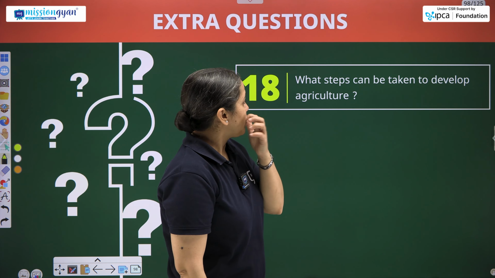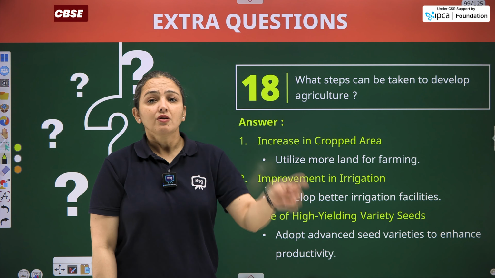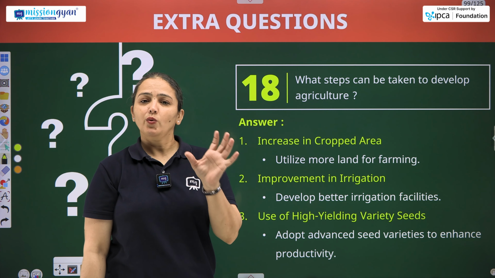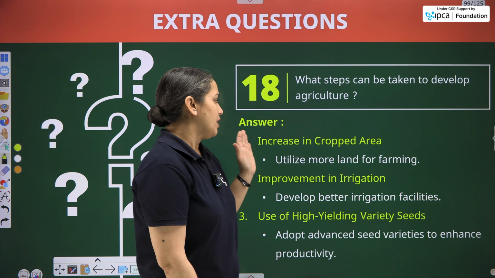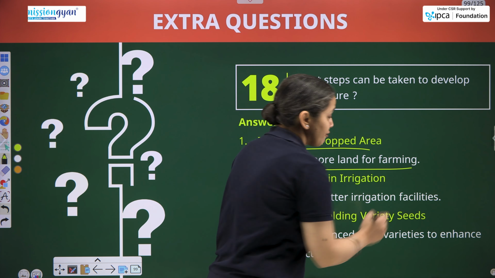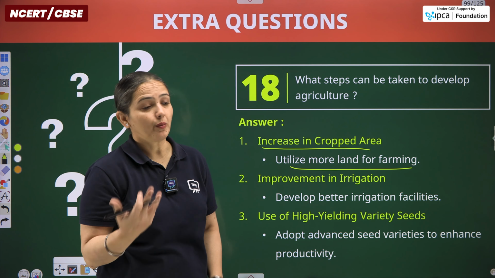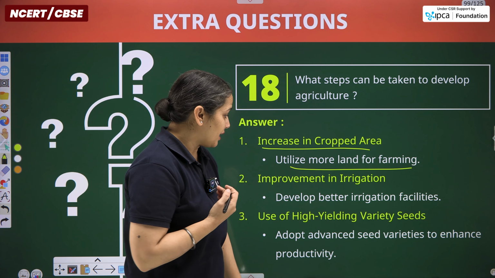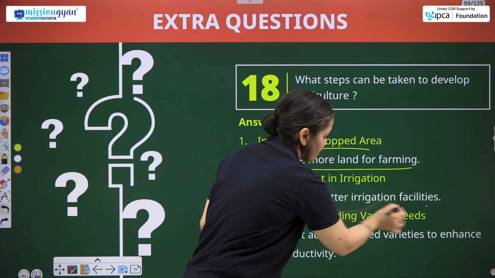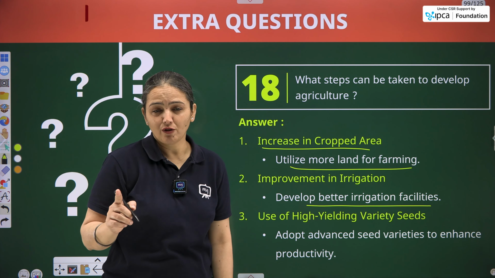Next question. What steps can be taken to develop agriculture? So, government's role is quite vital in this. Increase in cropped area, utilize more land for farming so that we can meet the growing demand of the growing population. Improvement in irrigation, develop better irrigation facilities. It means no wastage of water, wise usage of water. Use of high yielding HYV seeds.